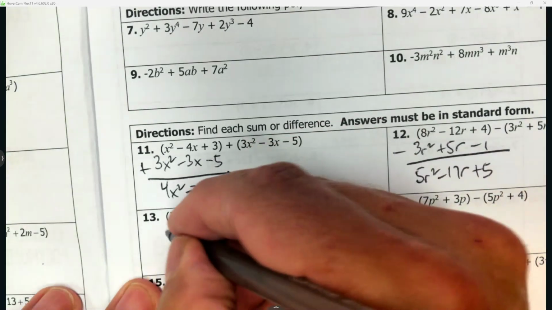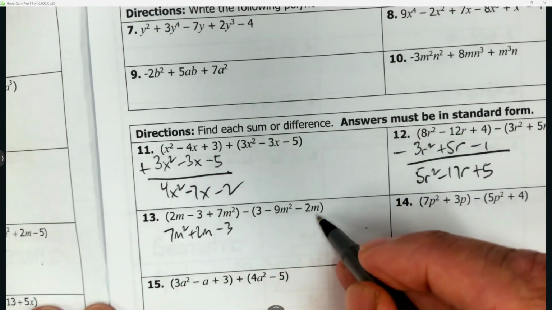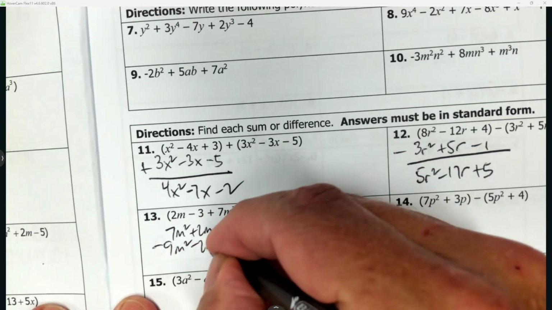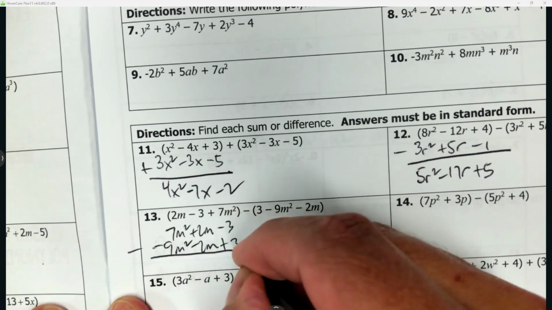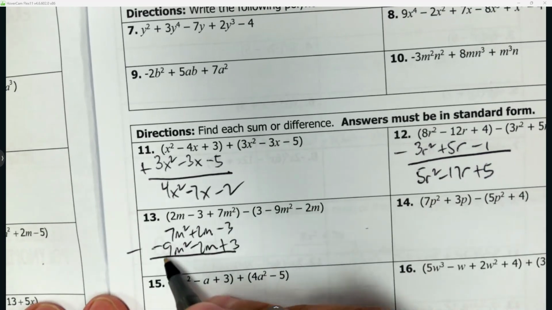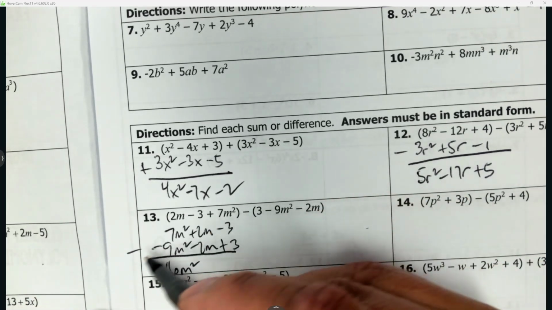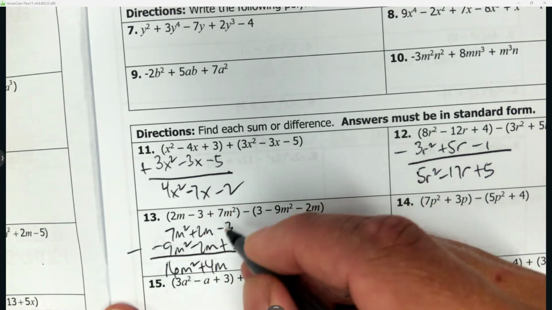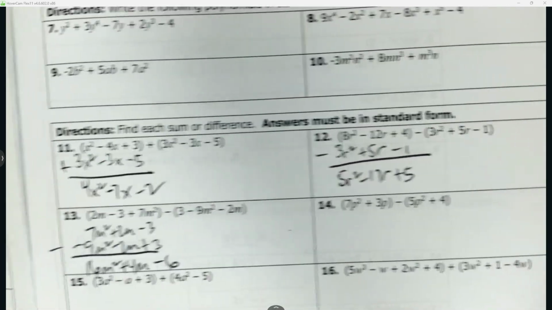These need to be put in order. So 7m squared plus 2m minus 3. Here, negative 9m squared minus 2m plus 3. And then we're going to subtract. Be careful when subtracting. So when you subtract a negative, you're adding. So this is 16. Again, when you subtract a negative, you're adding. So it's 2 plus 2, which is 4. And then negative 3, subtract 3 is negative 6. You just got to be more careful when you're subtracting.